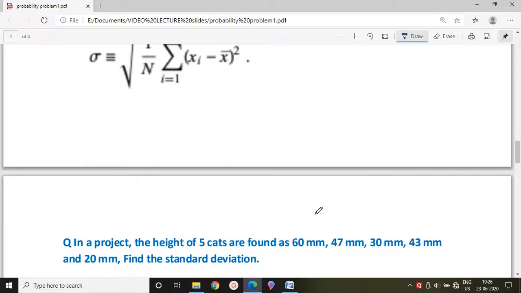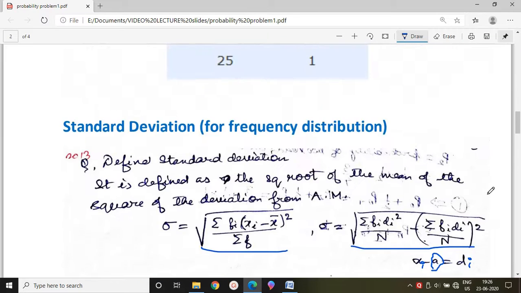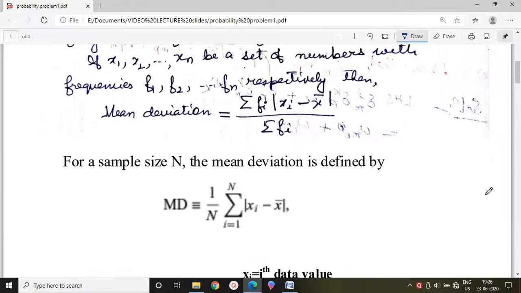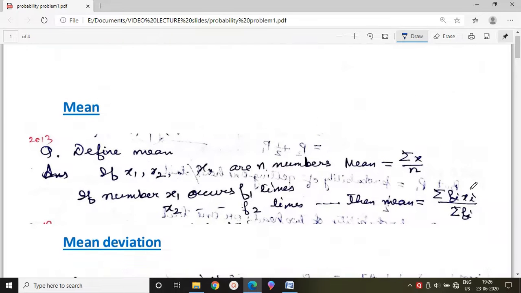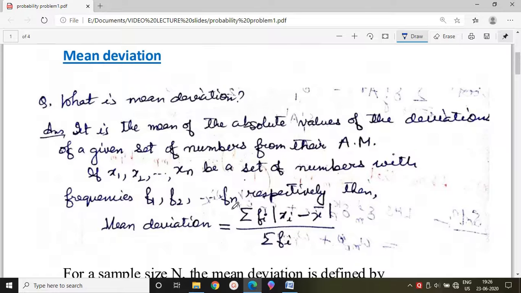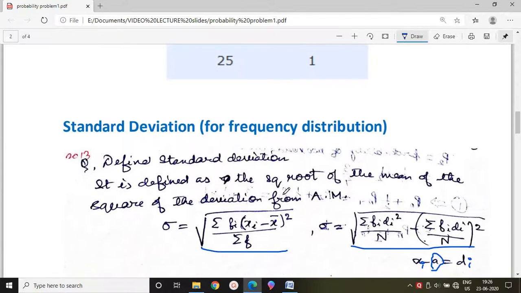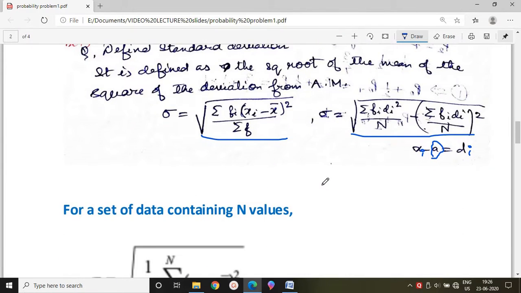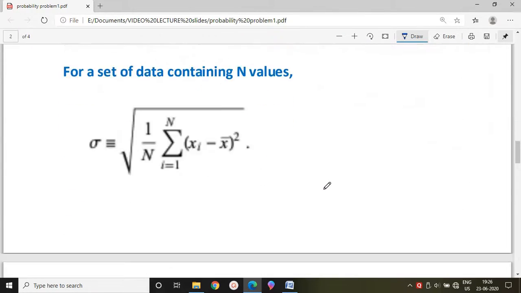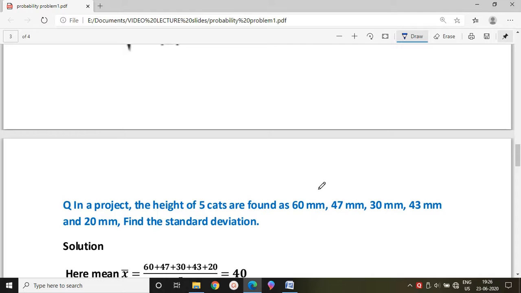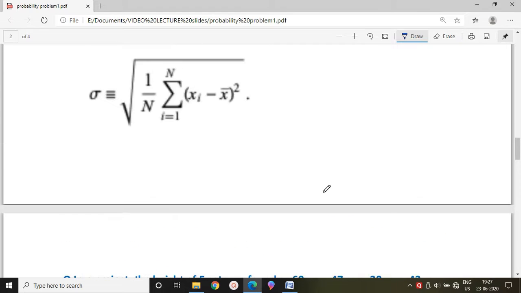So with this we come to the conclusion of today's lecture. What did we learn today? We learned mean, we learned mean deviation, we also learned standard deviation, and some numerical problems. We did not go into detailed statistics because that is not part of your syllabus.